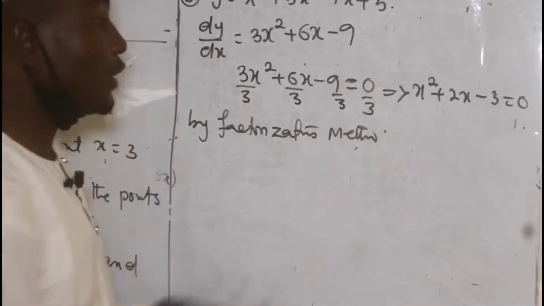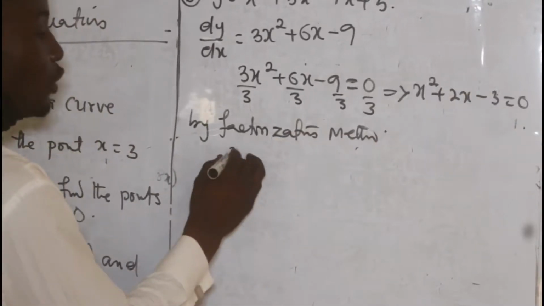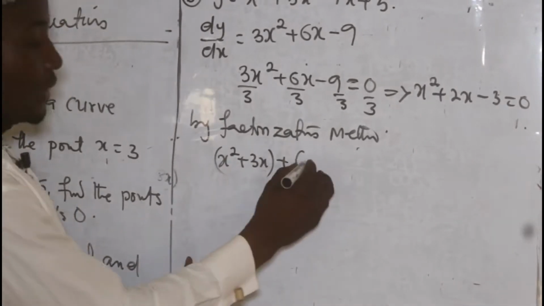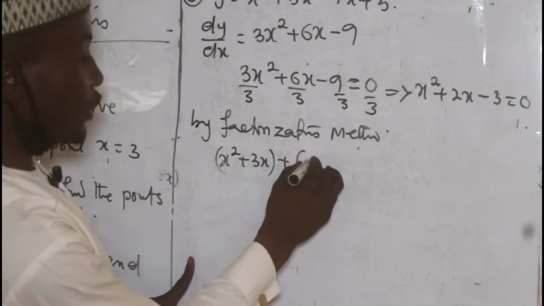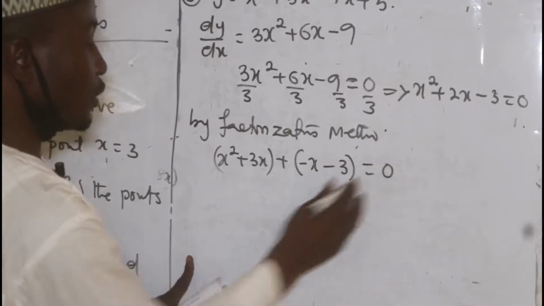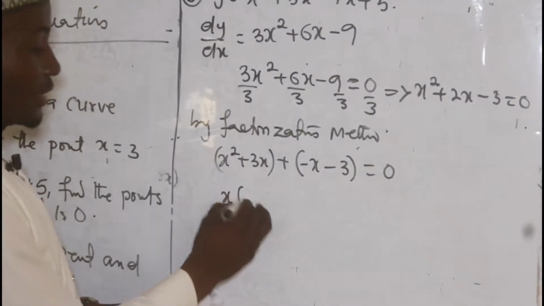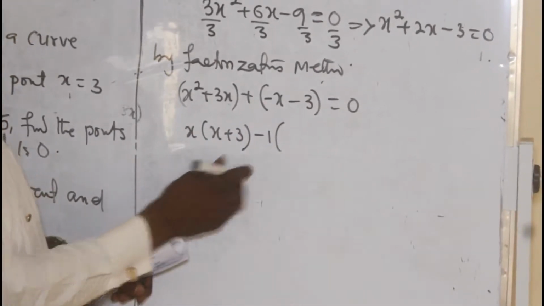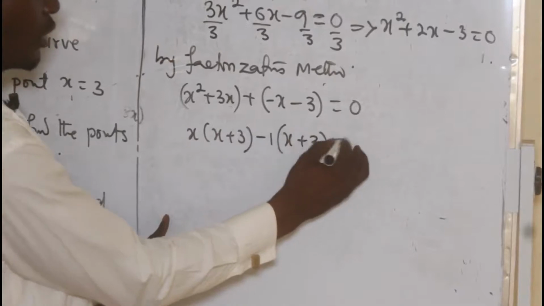So what are you going to have? Just put the factors at the middle term. You have x squared plus 3x at the center, then you have minus x minus 3, all is equal to 0. What is common here? x is common. You have x plus 3. What is common here is minus 1. Then you are left with x plus 3, all is equal to 0.